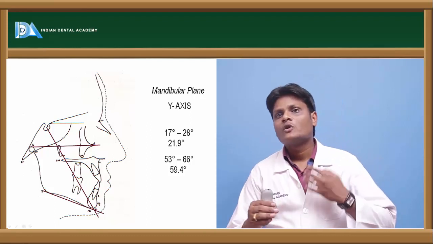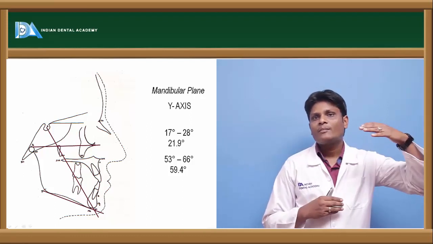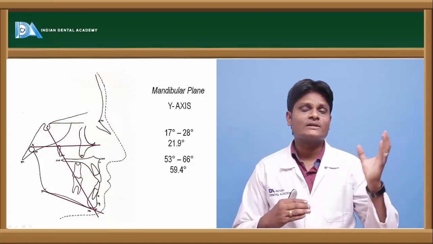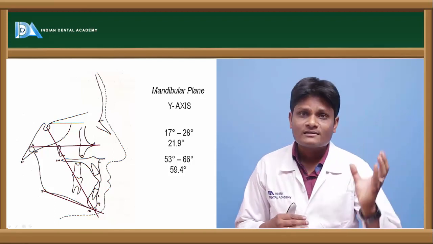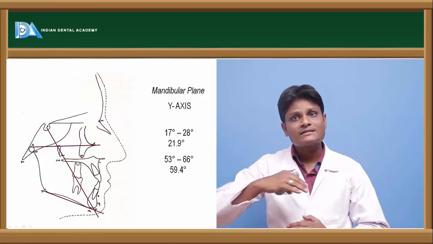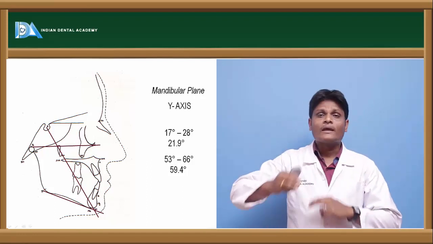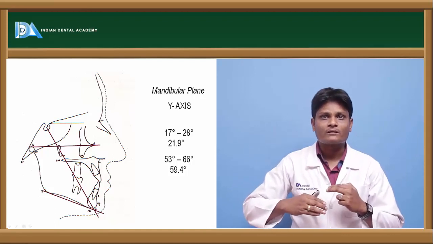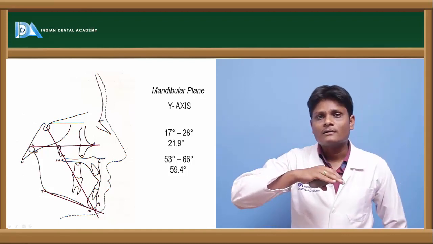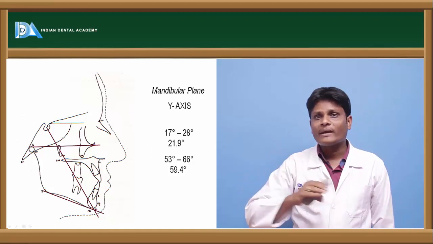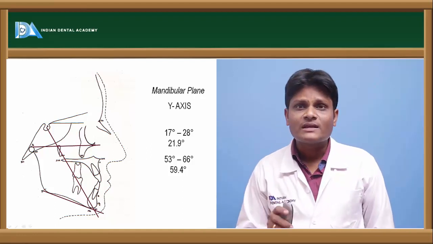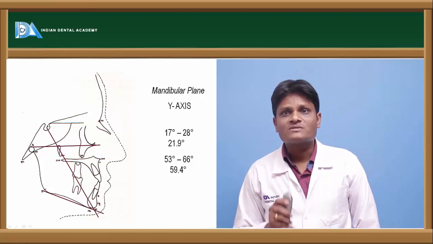So you have to correlate the mandibular plane with the Y-axis or growth axis in order to assess whether a patient is having increased development of the lower face or decreased development of the lower face, or an increased vertical growth pattern or more of a horizontal growth pattern. So these are the conclusions that can be drawn by these two angles. So these are the 5 skeletal parameters according to Downs analysis.